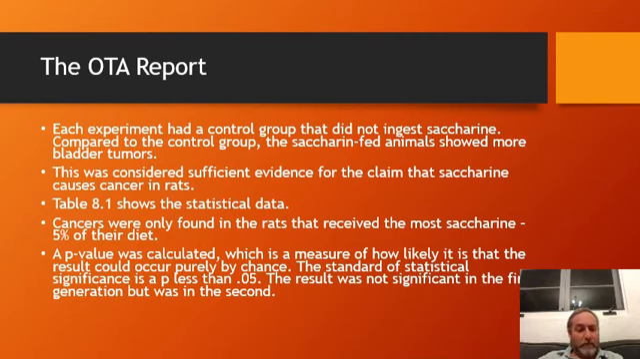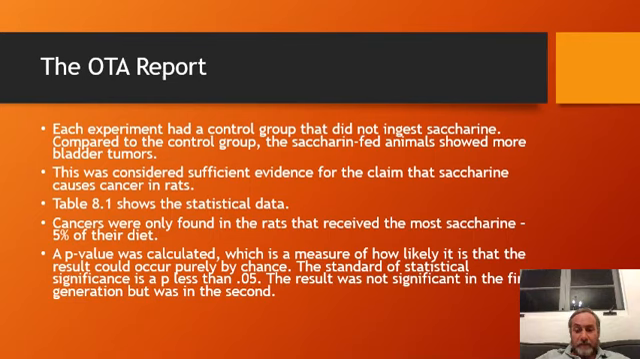So we'll look at the table in a moment. But cancers were only actually found in the rats that received the most saccharin. So 5% of their diet was saccharin. Their measure of statistical significance in this report is a p-value, which is slightly different than what we've been doing.